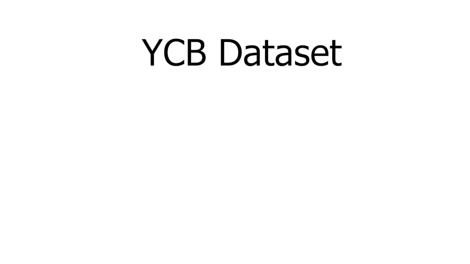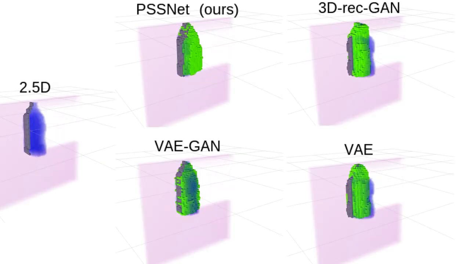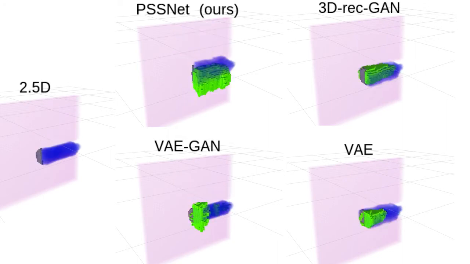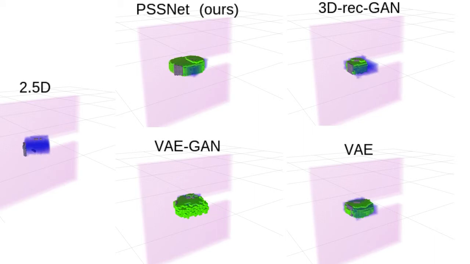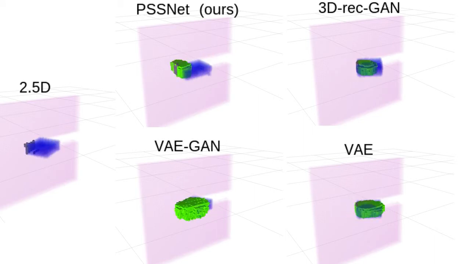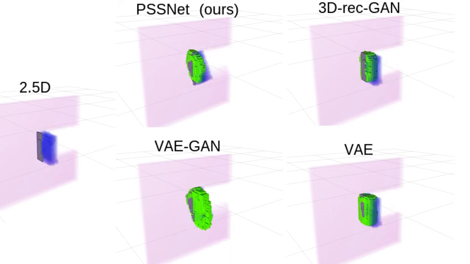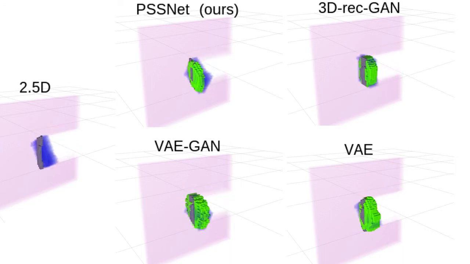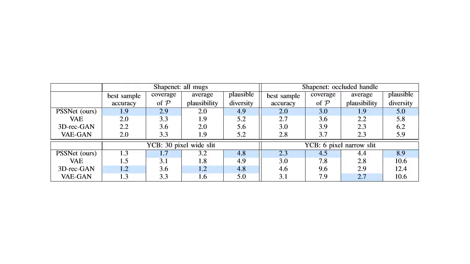We also evaluated methods on tabletop objects from the YCB set. To create ambiguous depth images, we simulate viewing these objects through a narrow slit. Qualitatively, we see other methods generate only small variations, where our plausible shape sampling network generates a variety of possible completions. Quantitatively, we again find that with a narrow slit, and therefore larger ambiguity, our method both covers the set of plausible objects better and achieves better plausible diversity.